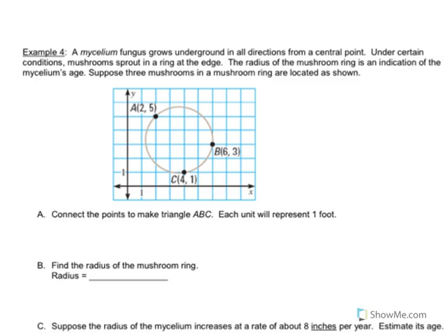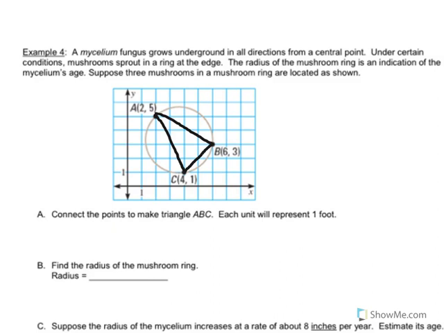I can do that. You can do that. So we're going to go like this. We're going to go like this. We're going to go like this. Be easier to do with a straight edge, of course. Now, it says each unit represents 1 foot. It says find the radius of the mushroom ring.